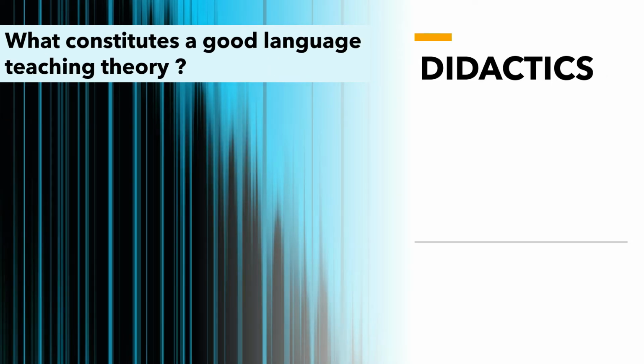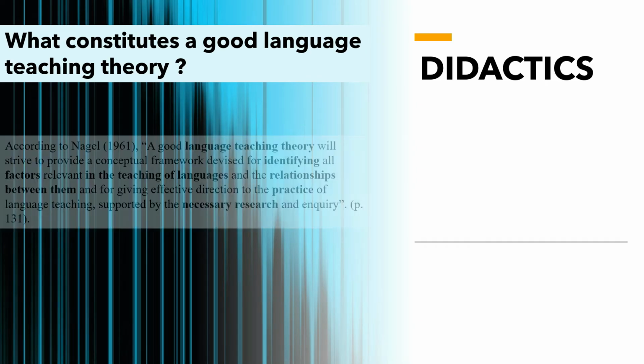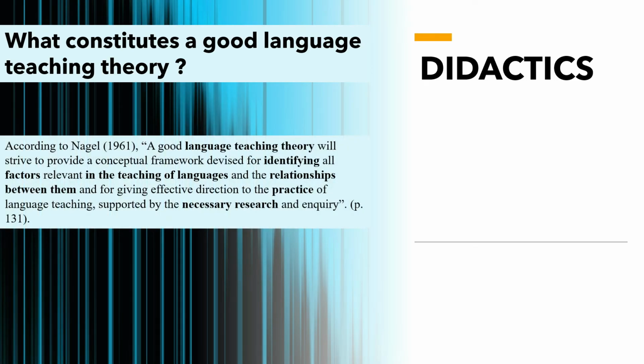So now we try to answer the question, what constitutes a good language teaching theory? In order to tackle this question, I want to talk about a really good quote, which I really see helps wrap up all the information we said. So, according to Nagel, 1961, a good language teaching theory will strive to provide a conceptual framework devised for identifying all factors relevant in the teaching of languages and the relationship between them, and for giving effective direction to the practice of language teaching supported by the necessary research.